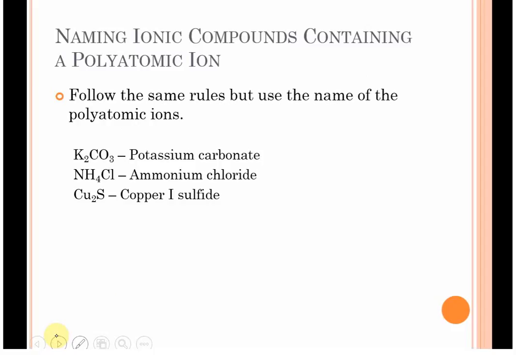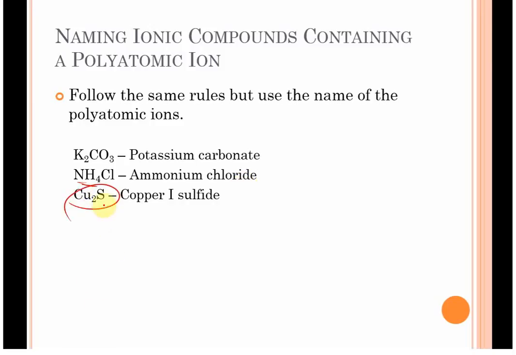Now, if you have a polyatomic ion, you're going to follow all the same rules as before, except here you're going to name the polyatomic ion by its name. So here we have potassium paired with carbonate, ammonium paired with chlorine. So we're just going to name it by the polyatomic ion name and name the rest according to the rules.